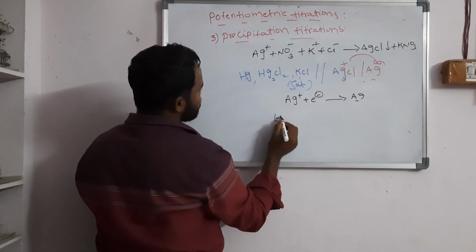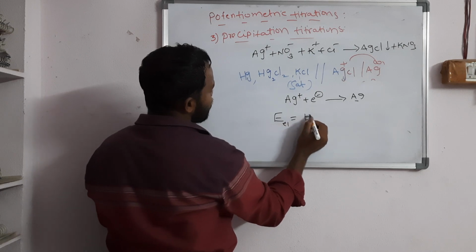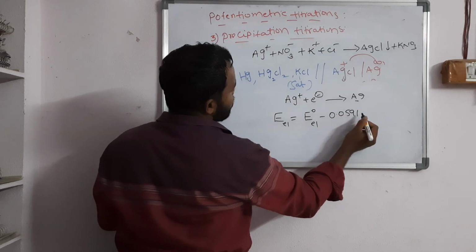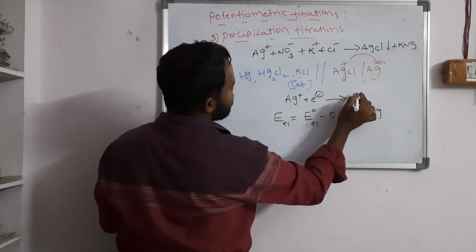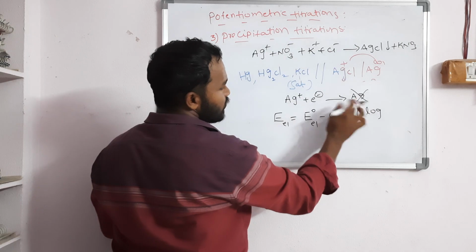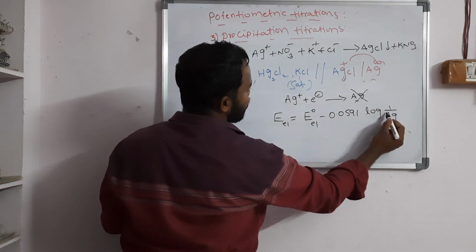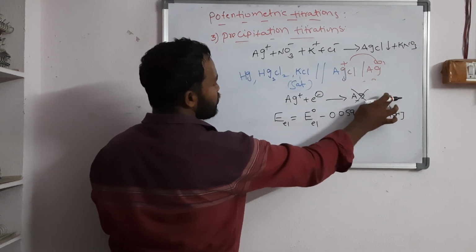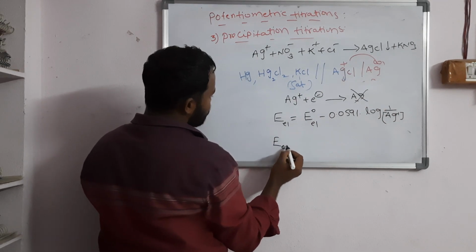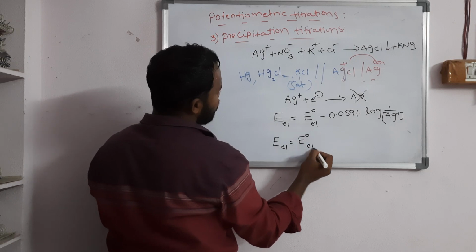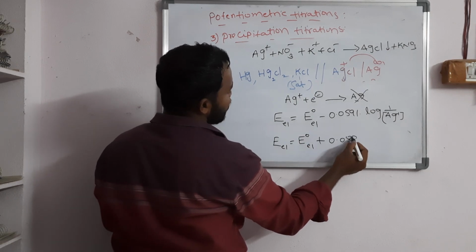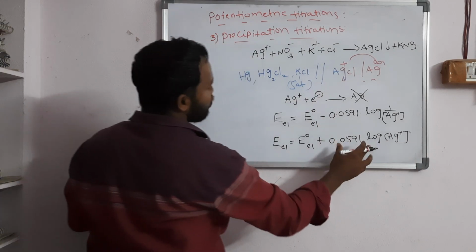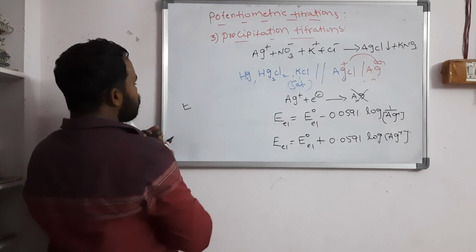If I write the next equation, E electrode is equal to E naught electrode minus 0.0591 into log of the concentration of silver. The activity is 1, so I am going to write 1 by silver plus. If silver plus comes to the upper side, that is power minus 1. Minus into minus is plus, so E electrode is equal to E naught electrode plus 0.0591 into log of silver plus.